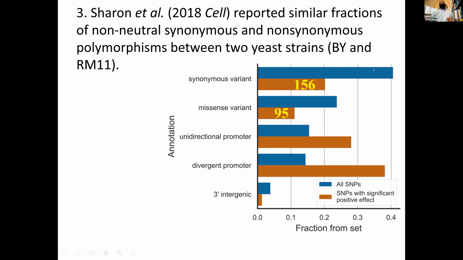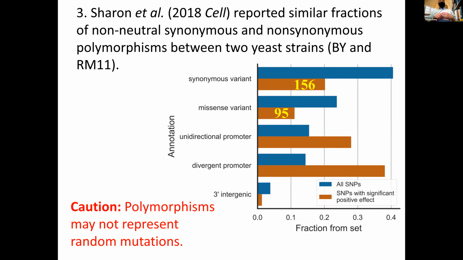So the blue bars show the mutations they actually tested, okay? And the brown bars show the mutations that they found to have significant fitness effects. So if you look at the synonymous, the top is synonymous, second is missense, that's non-synonymous. You see that the ratio between the synonymous and the missense for the brown and for blue are very similar. That means a similar fraction of synonymous SNPs and non-synonymous SNPs are having fitness effect, okay?